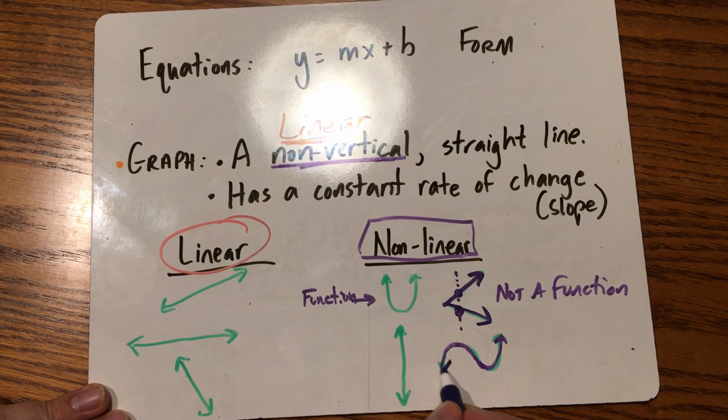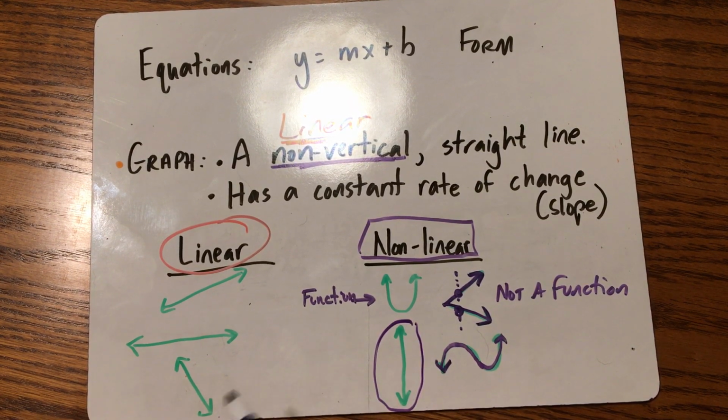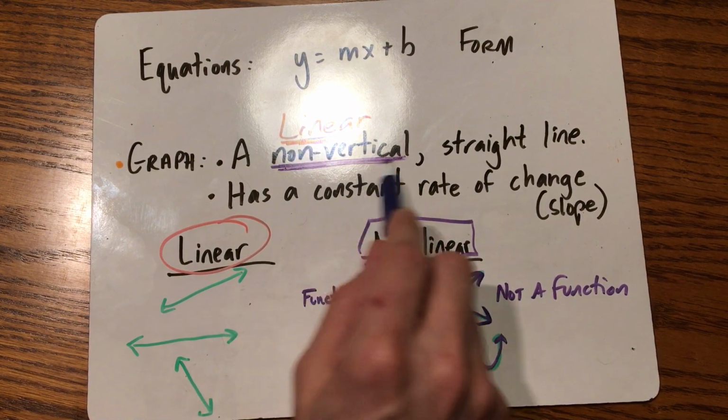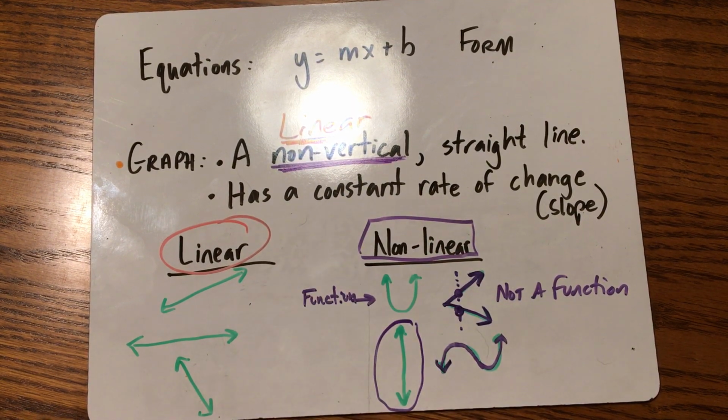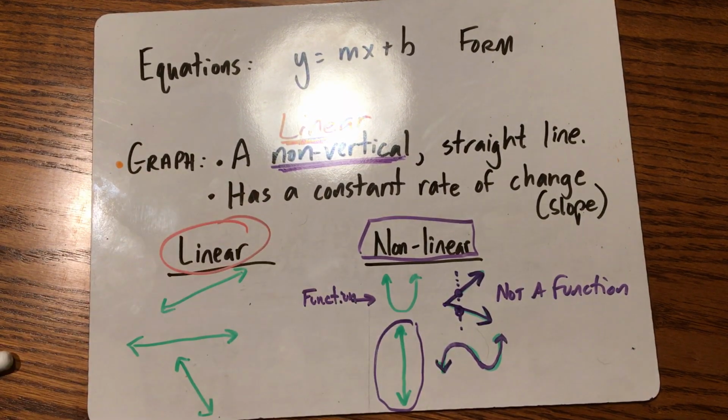None of these are consistent. None of these are straight lines. You could not draw any of them with a ruler except for this guy, but this guy is the only exception because it is not allowed to have a vertical line. That fails the vertical line test. So these are linear over here. These 4 are non-linear. Okay, how can you tell?